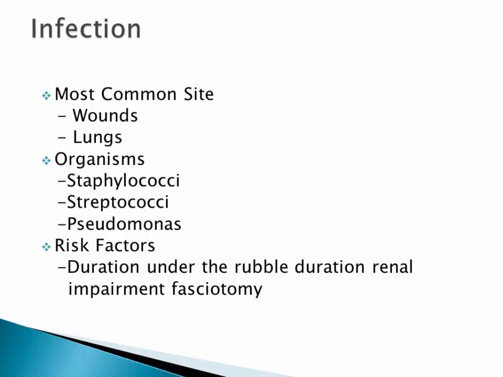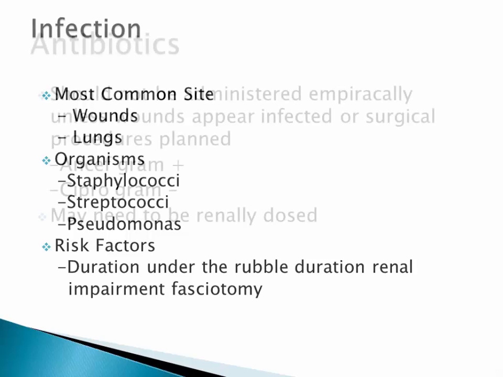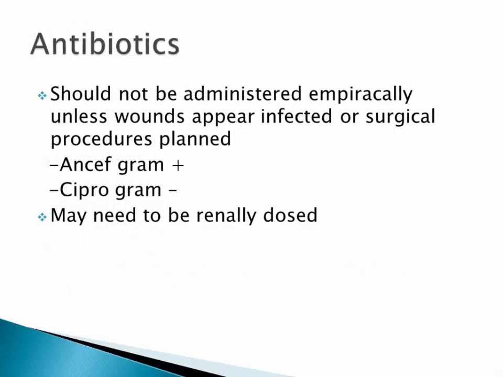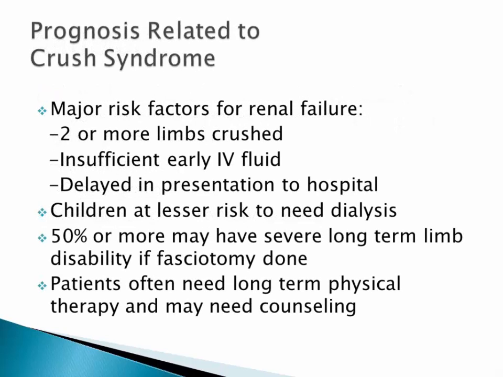Infection in crush syndrome: the most common sites are wounds and lungs. The organisms with the wounds are typically what we're going to see with any type of wound. It's going to be staph and strep. In the lungs, it tends to be Pseudomonas. Risk factors for developing infection include duration of time under the rubble, renal impairment, which most of these people are going to have, and, as mentioned, fasciotomies have increased risk of infections. It's recommended that antibiotics not be given just empirically, unless wounds appear infected or surgical procedures are planned. But if antibiotics are used, then Ancef for gram-positive and Cipro for gram-negative. And it should be kept in mind that these may need to be renally dosed because these people tend to have some renal impairment.